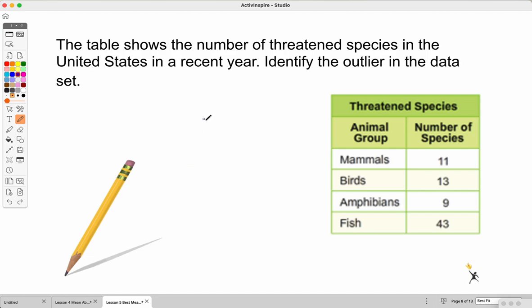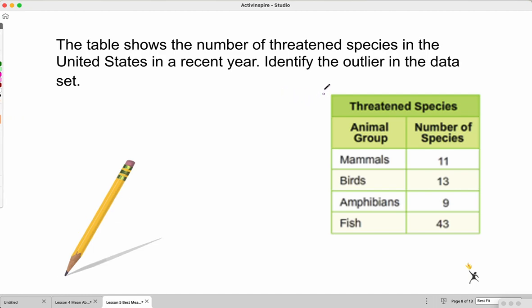All right, now, surprisingly, there is no outlier in this case. And one of the biggest reasons there isn't is that the data set is so small. So let's see what that does to us. First things first, we put them in order: 9, 11, 13, and 43. That's our data set. Our median would be right here at 12.